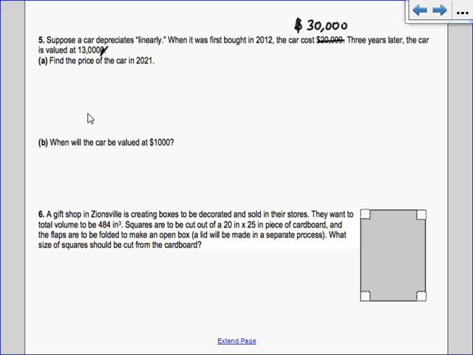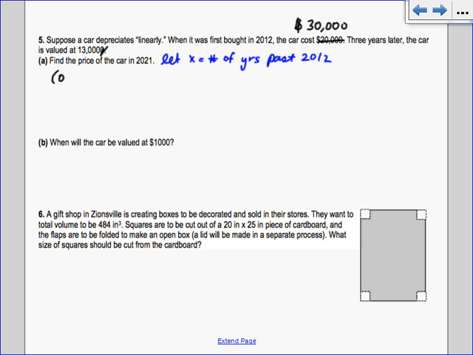All right, so it says find the price of the car in 2021. So we need to come up with this linear equation. We need to come up with a line. So when we're trying to come up with a line, we first need to find slope. And in order to find slope, we need a couple points, right? Well, we do have points. What we're going to do is let x equal the number of years past 2012.